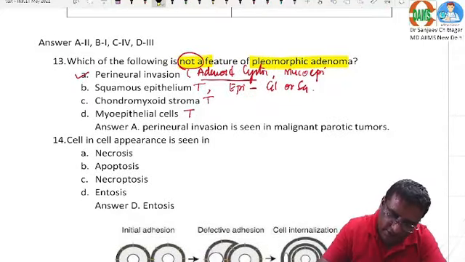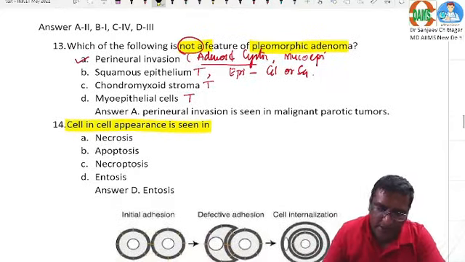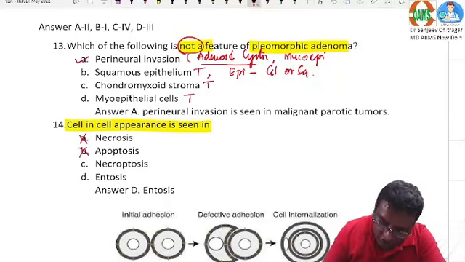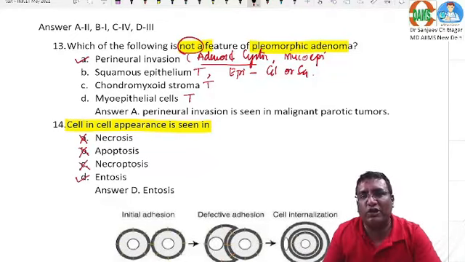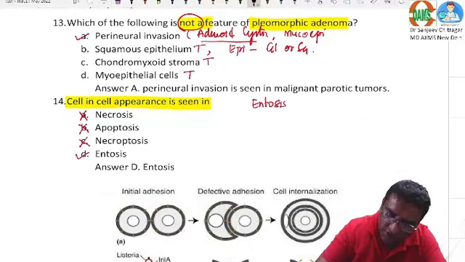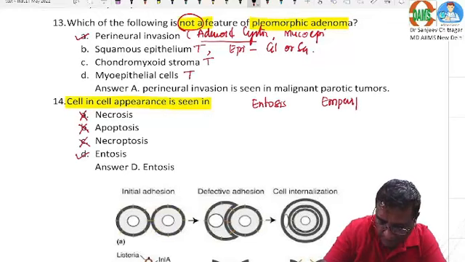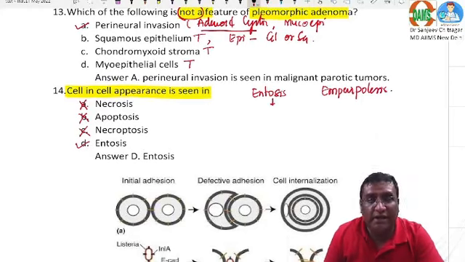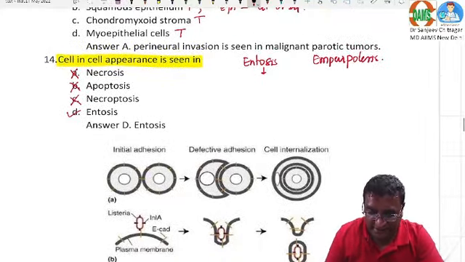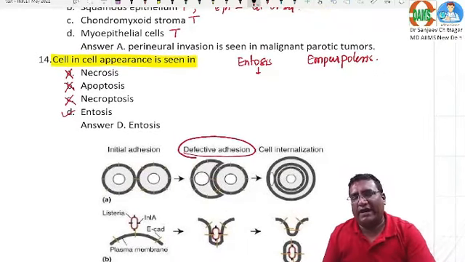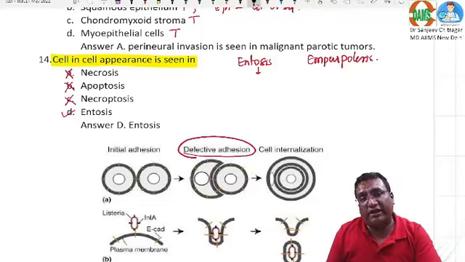Now, next question, cell-in-cell appearance is seen in. I'm sure all of you have ruled out and answered this. Not seen in necrosis for sure, not seen in apoptosis also, not seen in necroptosis also. So only one is left, is entosis. Now, what is entosis? So there are two things that will confuse you, entosis and emperipolesis. Entosis is one cell attaching to another cell and internalizing that cell. So entosis is due to defective adhesion of the cell. It can happen between two normal cells or a pathogen and a normal cell.